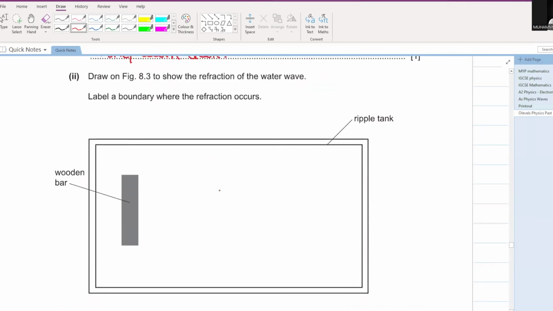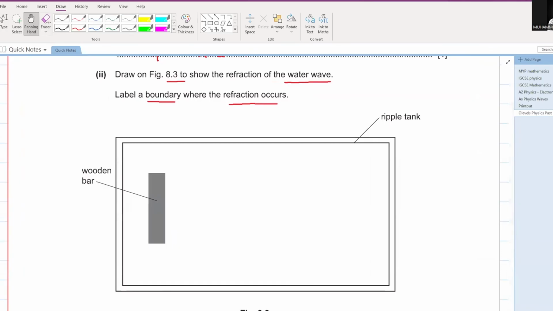Let's further move ahead. Draw on figure 8.3 to show the refraction of water waves. Label a boundary where the refraction occurs. Now, beta, there is no need to complicate this question. Please, please, please keep it simple. I am showing you a diagram जो आप यहाँ पे बना सकते हो. That will help you a ton.